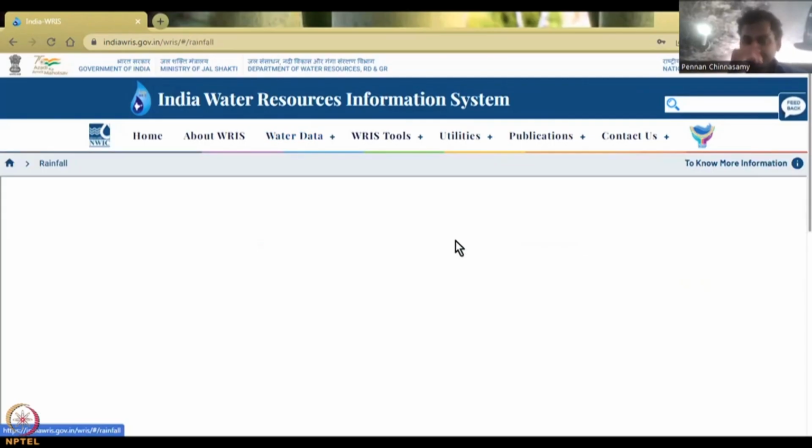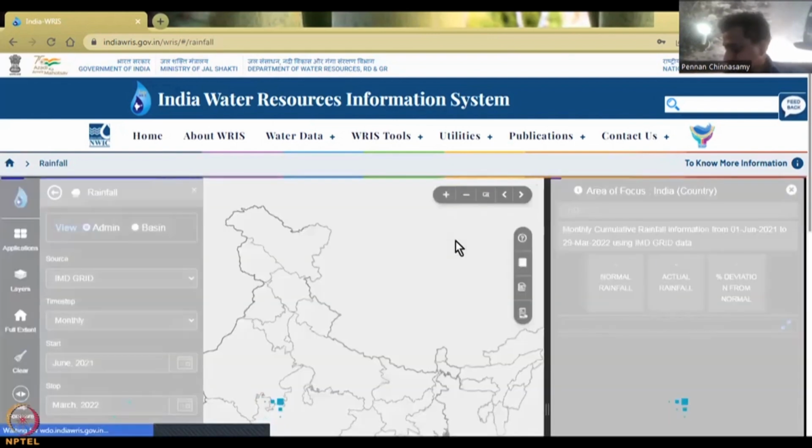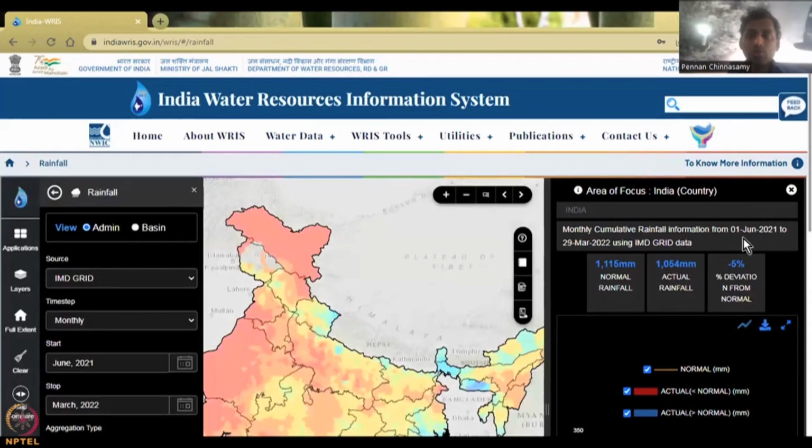So I'm clicking rainfall. It does take a little bit of time depending on your internet speed, because it has to pull a lot of data to make this web page open, and it's opening now. You could see that while it populates, it automatically by default takes a date range, which is 01 June 2021 to 29 March 2022, using IMD grid data. As I said, IMD is point data at a location. They collect data and then they merge it with other products to give us space, a grid.